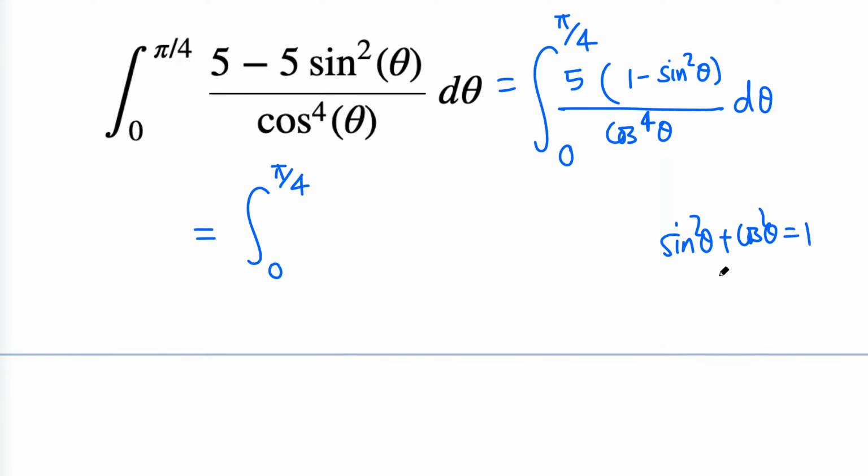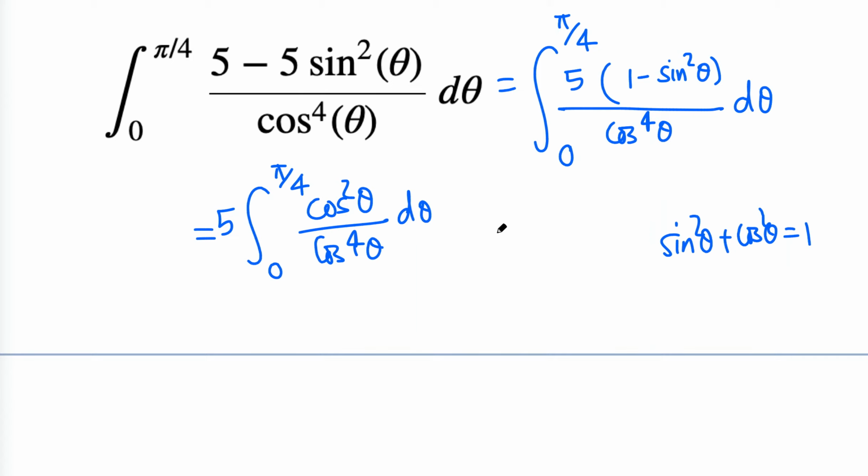From this we can make another identity. If we subtract sine square from both sides, we get cosine square equals 1 minus sine square. So 1 minus sine square is in fact cosine square. And if we had 1 minus cosine square, that would have been sine square. But here 1 minus sine square is cosine square. So let me put the 5 all the way outside. 1 minus sine square is cosine square, all over cosine 4 theta.